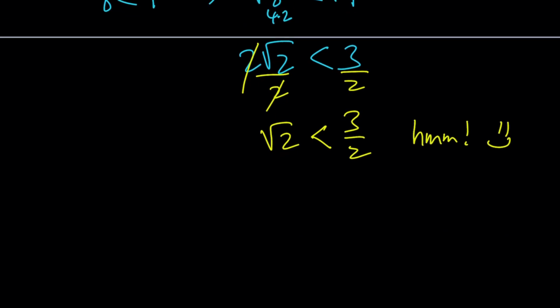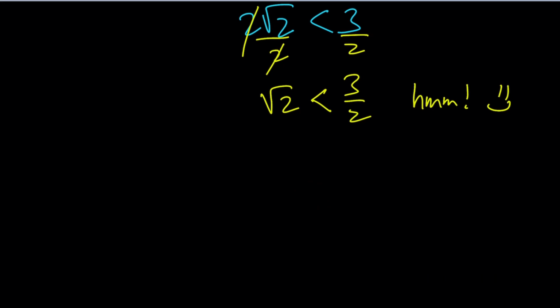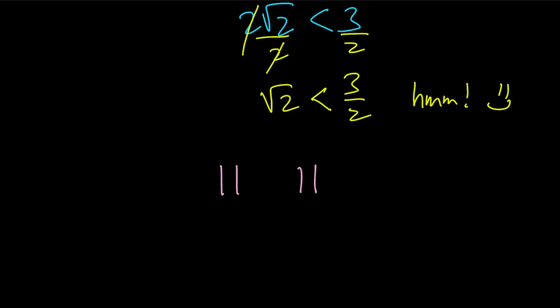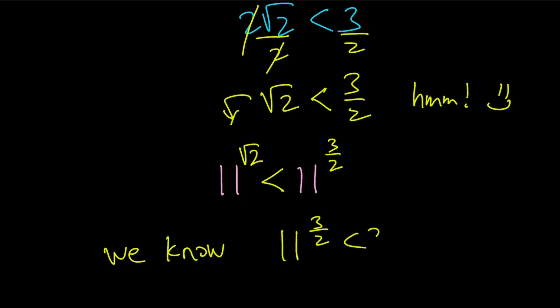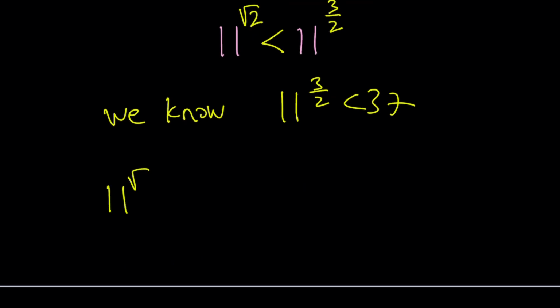I have these numbers, and now I got to do 11 to the power something. So let's go ahead and do the following. I have 11 here and 11 here. If I put these powers, 11 to the power root 2 and 11 to the power 3/2, then 11 to the power root 2 is going to be less than 11 to the power 3/2 because that's what we get from here. Okay, makes sense? I hope it does. We also know that 11 to the power 3/2 is less than 37. How do you put those together? Like this. 11 to the power root 2 is less than 11 to the power 3/2, which is less than 37. Therefore, we got our result.